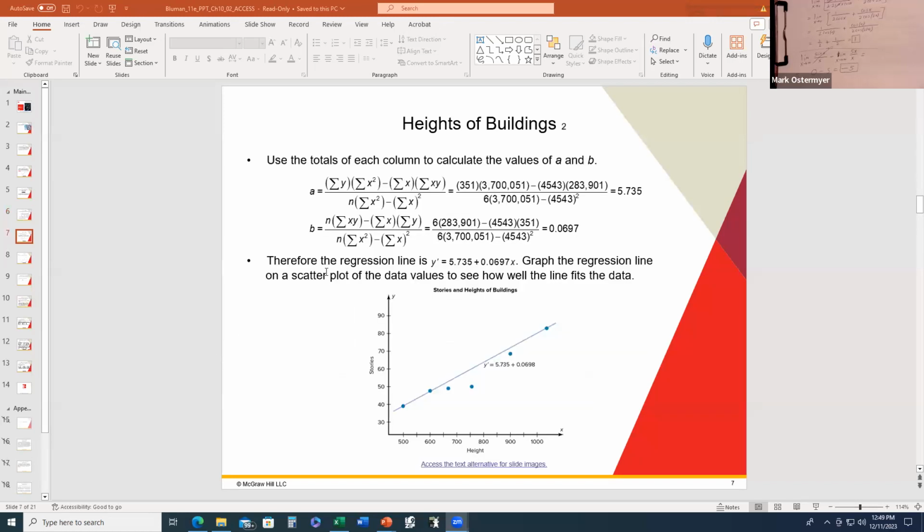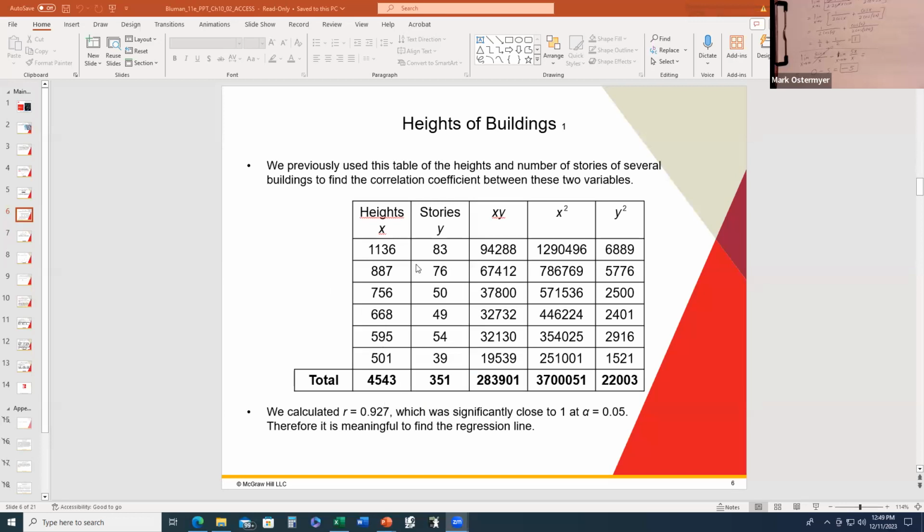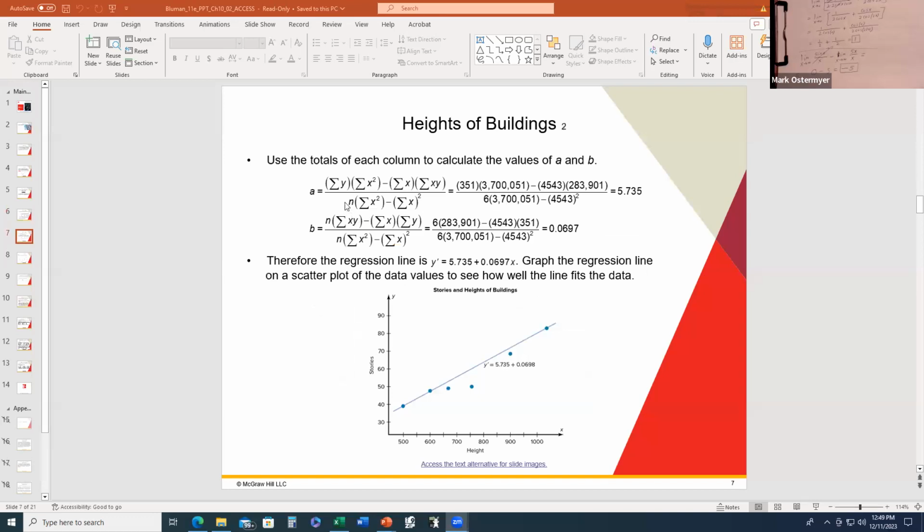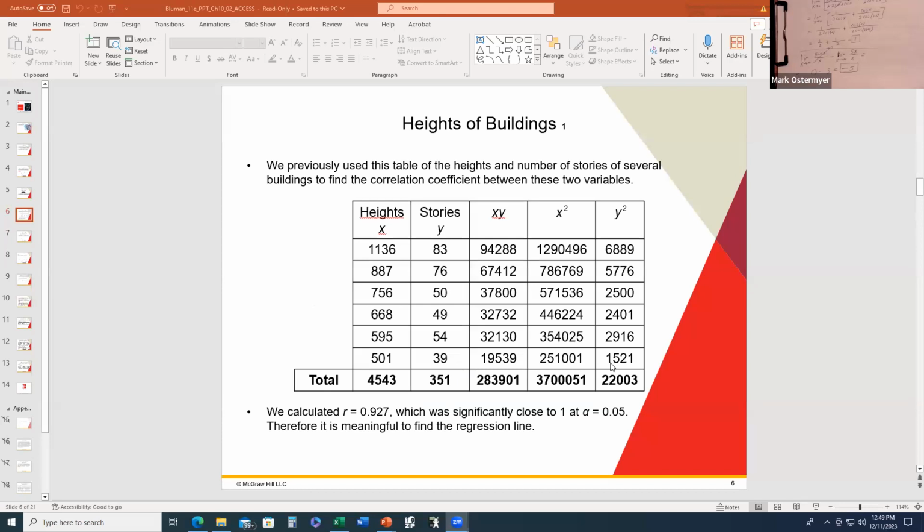All right, so let's see if we can compute the linear regression equation for this ordered paired data set, where x is the height of the building and the number of stories the building has is the dependent variable y. Well, we've got to substitute our summations where they belong into these formulas here. So we get those summations from this table back over here.